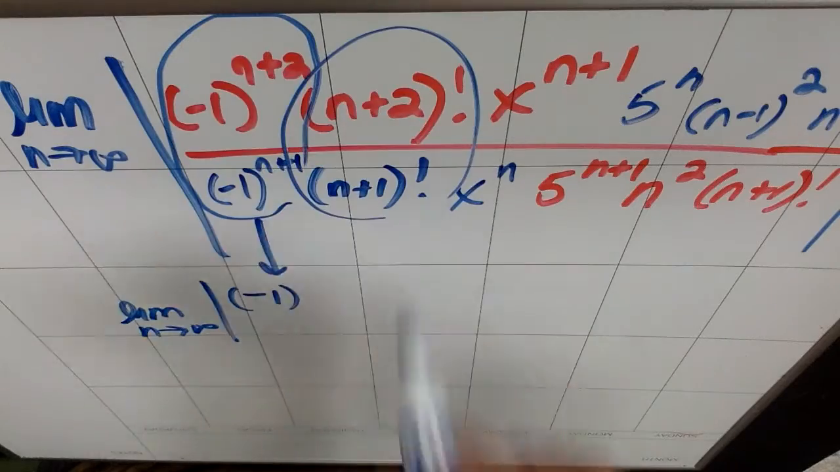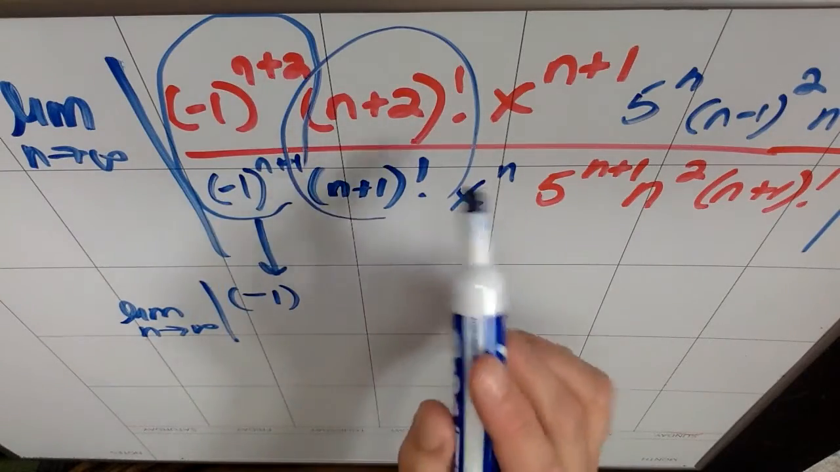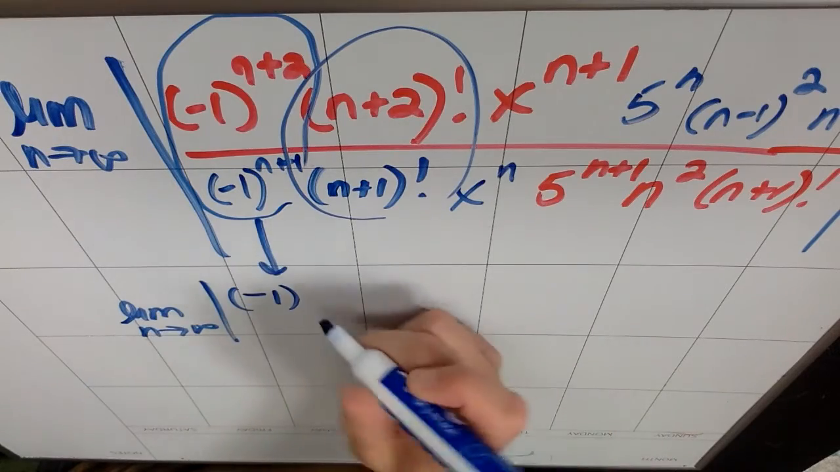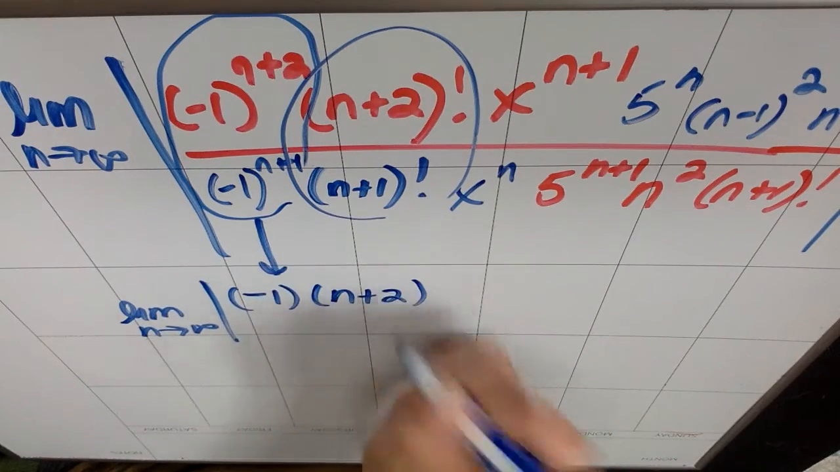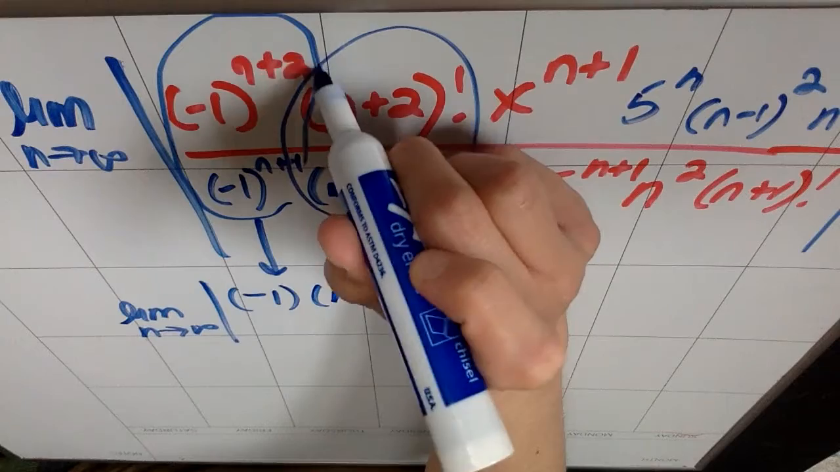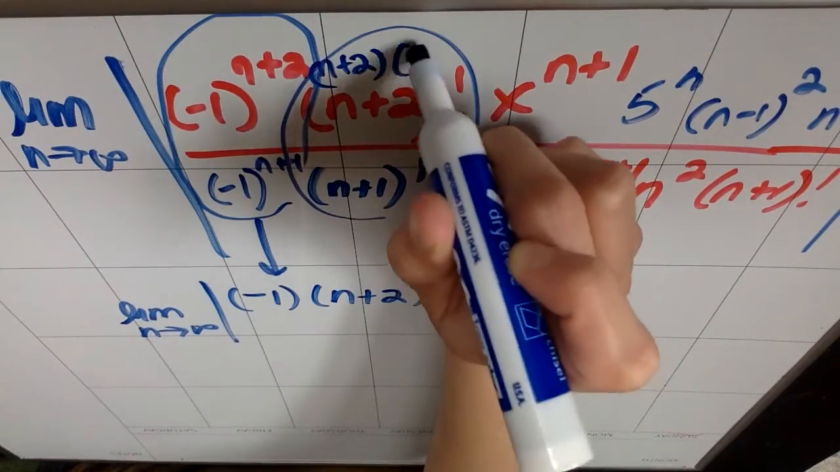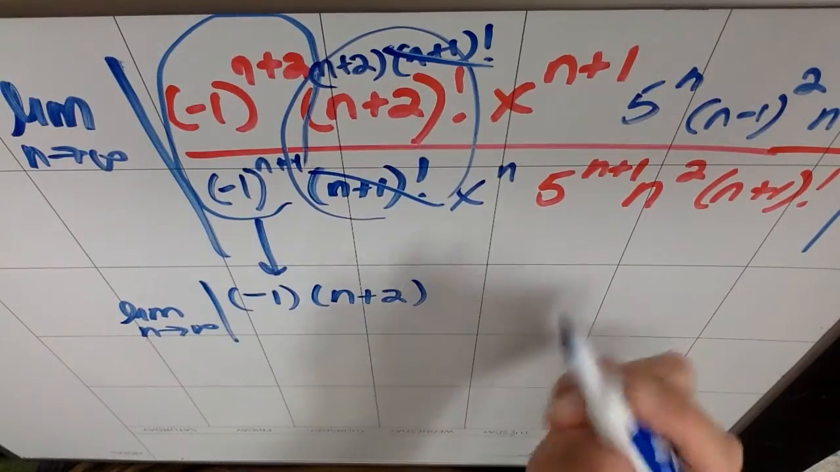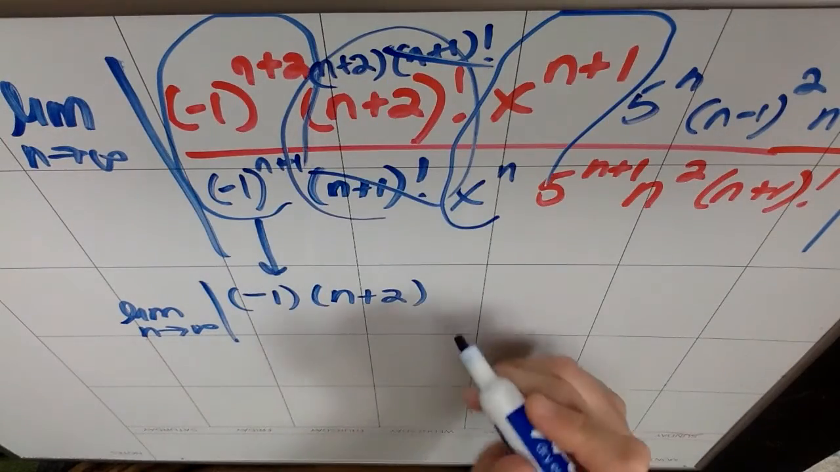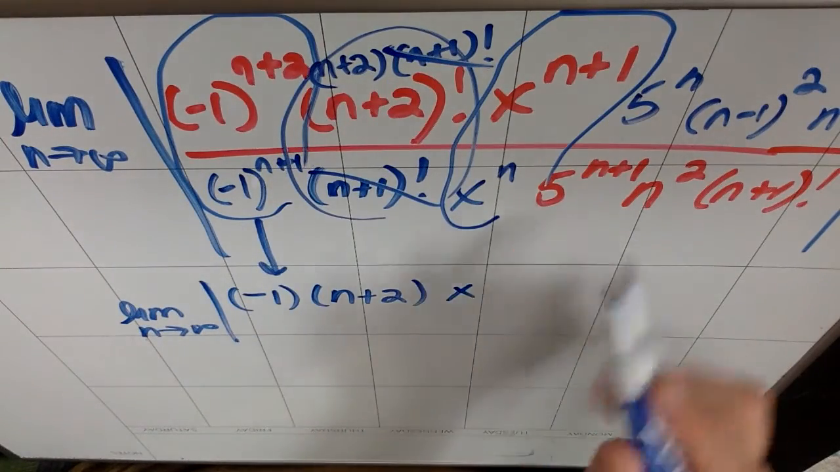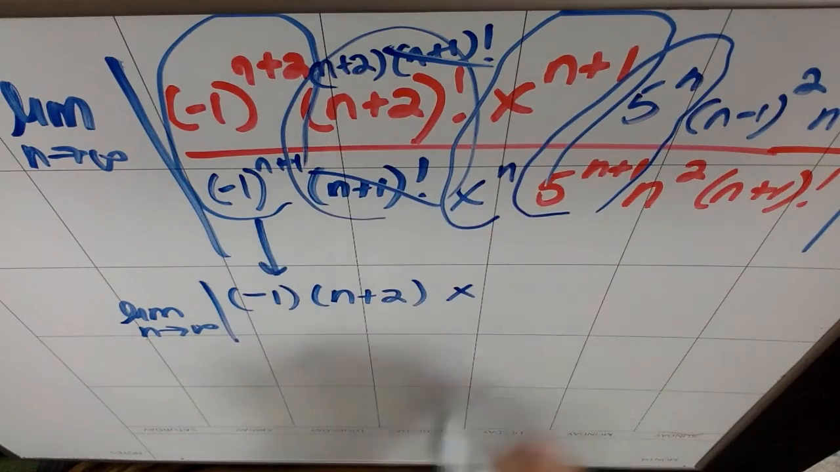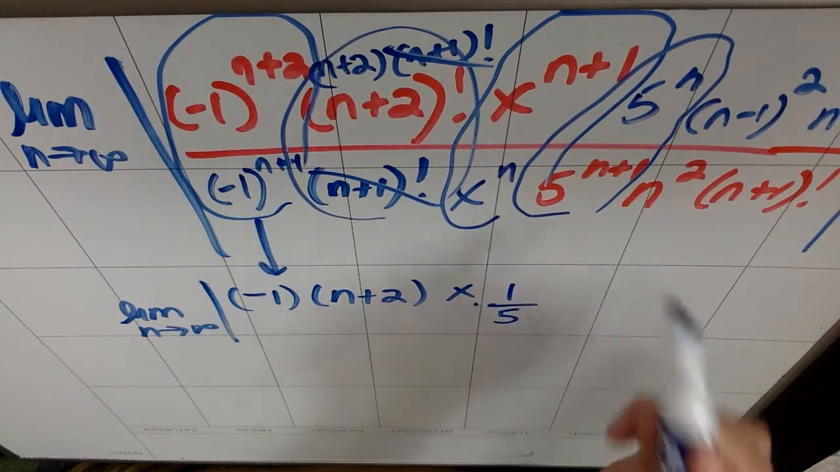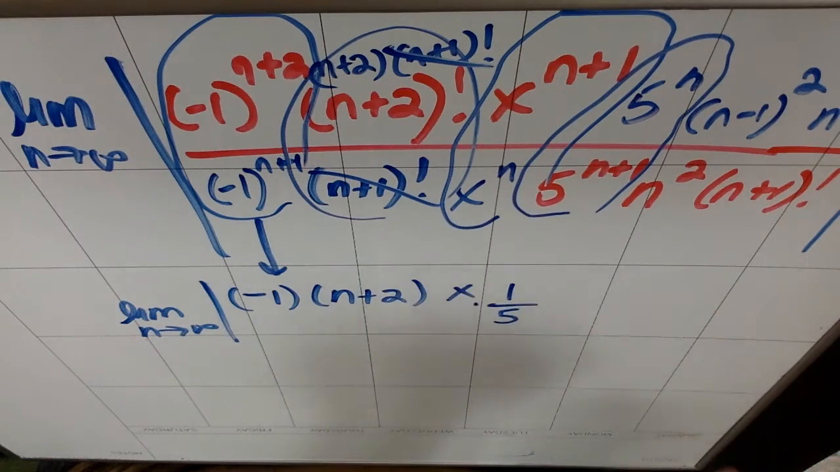These guys, n plus 2 factorial means starting with n plus 2 and then n plus 1 and then n and then all the way down. That means that this is just going to net an n plus 2 on the top because n plus 2 factorial is an n plus 2 times an n plus 1 factorial, like all the numbers down. So these guys cancel and I just get an n plus 2. The x to the n plus 1 over x to the n is going to net just an x on the top. These guys are going to net a 5 on the bottom, right? So this is going to be a 1/5 because the 5 to the n plus 1 is on the bottom.